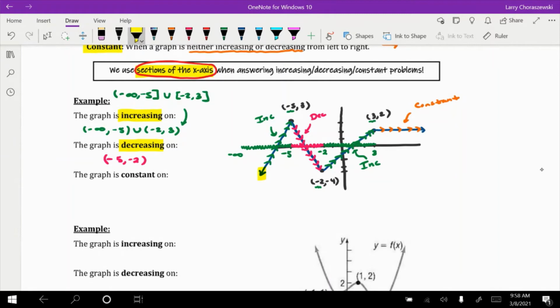Anybody want to offer the interval of the x-axis where the graph is constant? Yep, 3 to infinity. Very good. So (3, infinity), with parentheses.